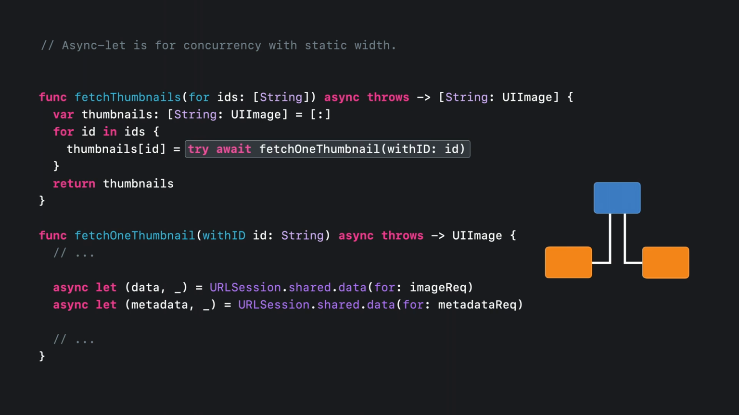Even if we inline the body of that function into this loop, the amount of concurrency will not change. Async-let is scoped like a variable binding. That means the 2 child tasks must complete before the next loop iteration begins. But what if we want this loop to kick off tasks to fetch all of the thumbnails concurrently? Then the amount of concurrency is not known statically because it depends on the number of IDs in the array. The right tool for this situation is a task group.